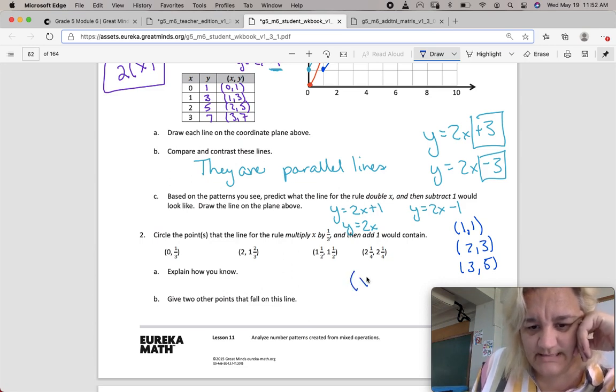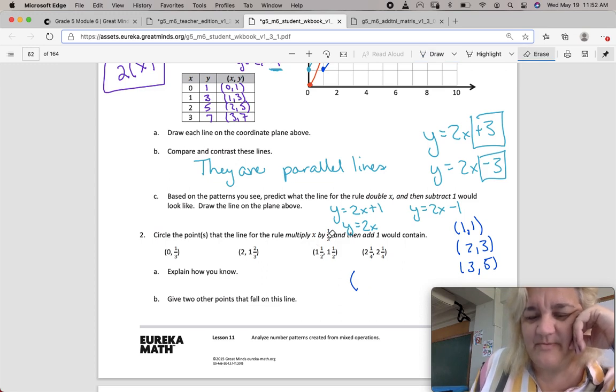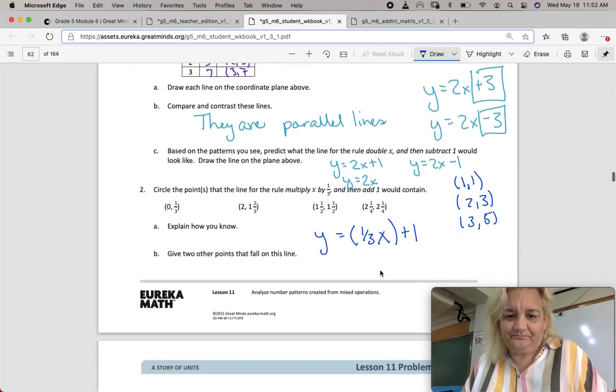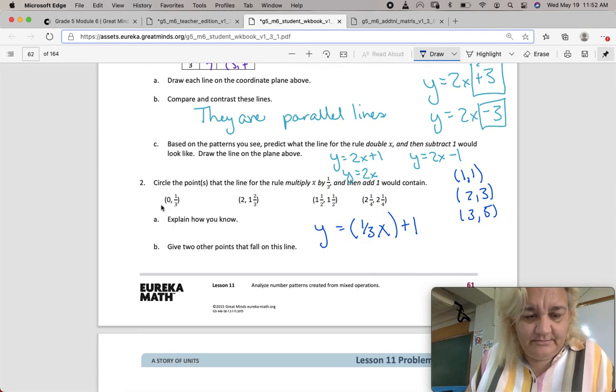So x, wait a minute. Remember multiplication, I can write just like this, 1/3 times x plus 1 equals y, if that's the rule. So let's see. If x was 0, 0 times 1/3 would be 0 plus 1. So this one's not going to work, is it? If x was 2, 2 times 1/3 would be 2/3 plus 1 would be 1 2/3. Okay, that one would work.